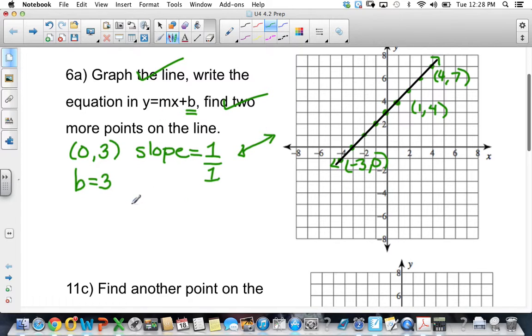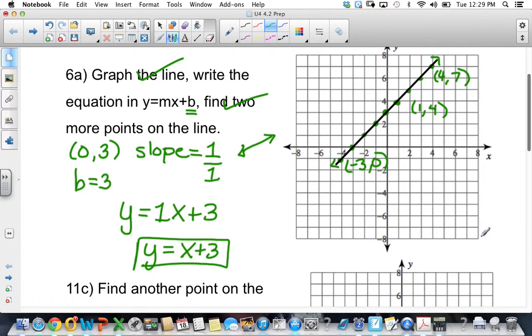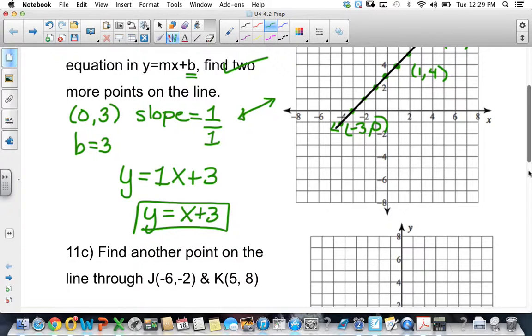I'm going to write it in y equals mx plus b. Well, that is easy because the slope is 1, and I know the y-intercept is b. So y equals x plus 3. Ta-da! All right, moving on to 11C.